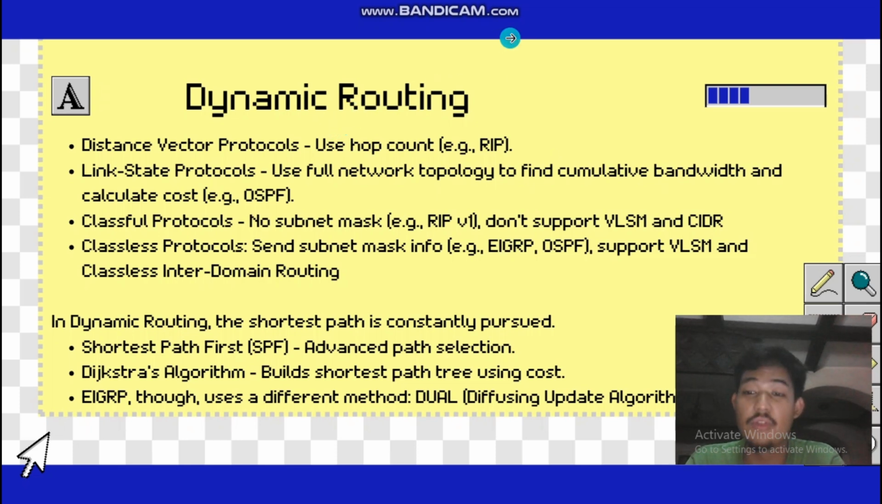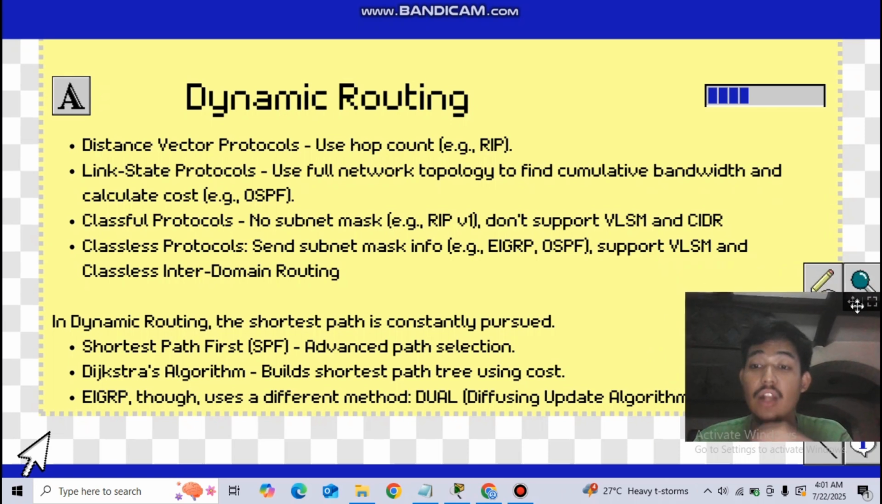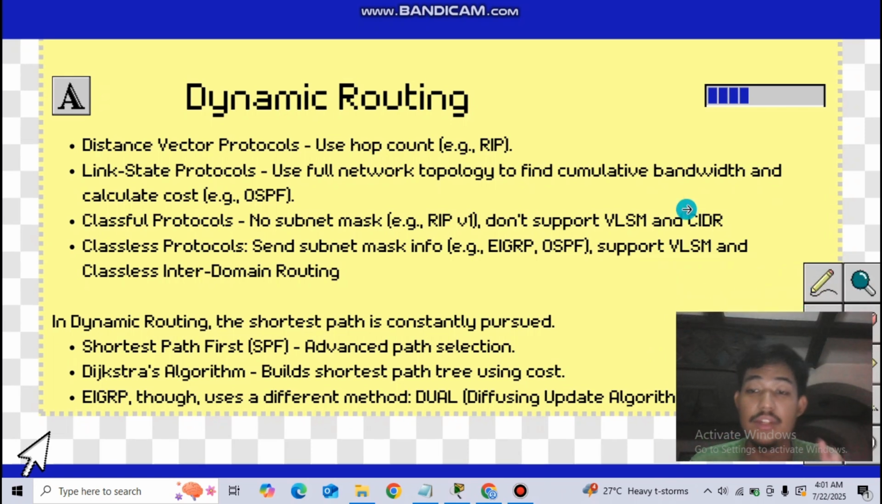And most routing protocols base their operation on Dijkstra's algorithm, except for EIGRP, which uses a different method, which is DUAL, or diffusing update algorithm. And we will get into this certain type of algorithm later. Well, actually, not that much later.